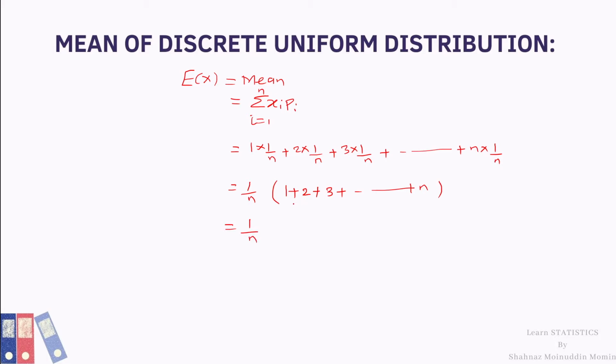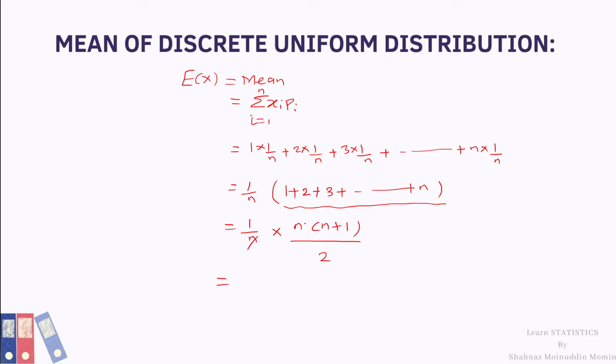We know that the sum 1 plus 2 plus 3 up to n is the sum of the first n natural numbers, and its total, we have already learned in mathematics, is n into n plus 1 divided by 2.